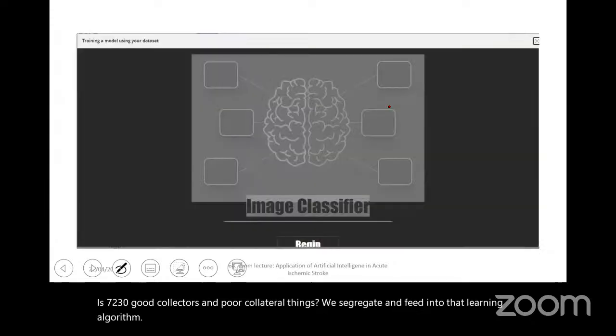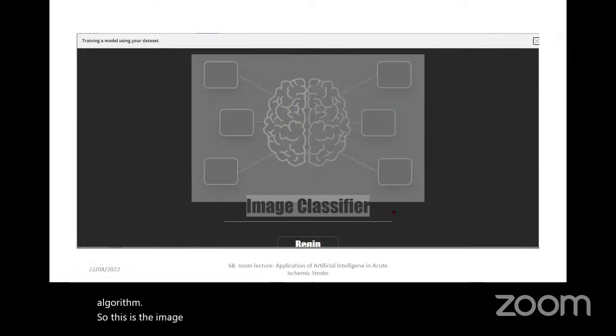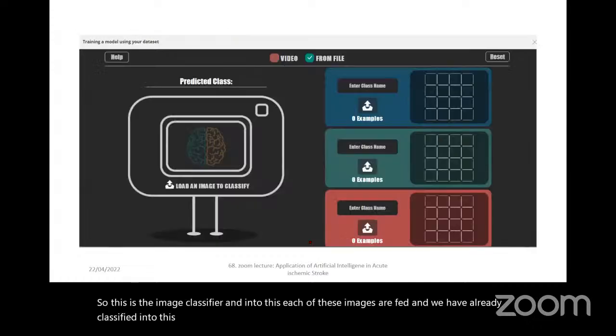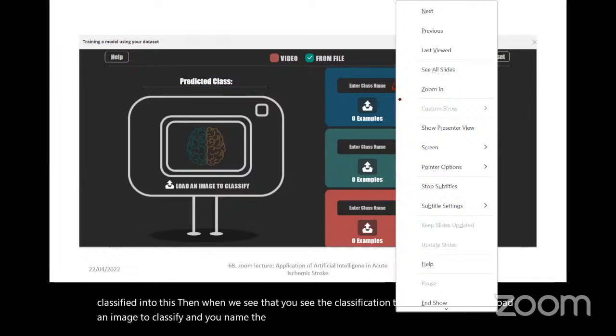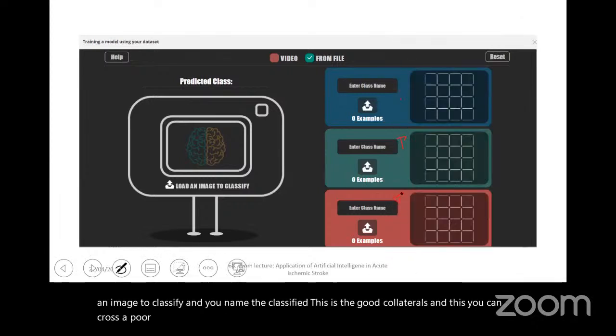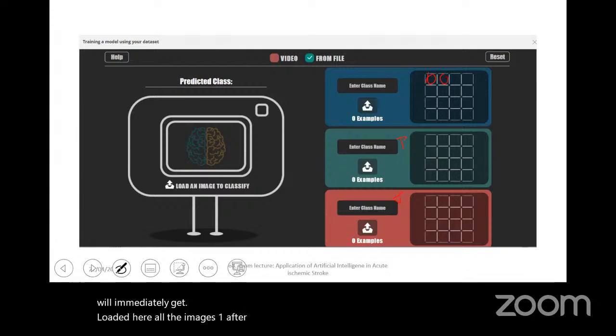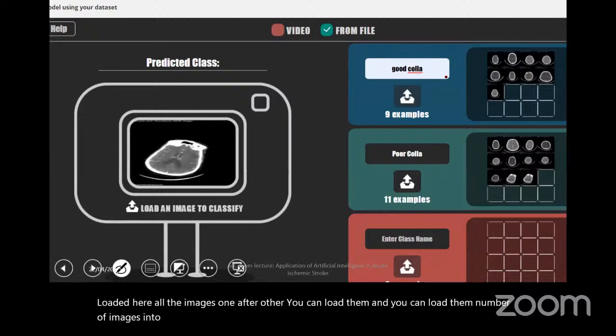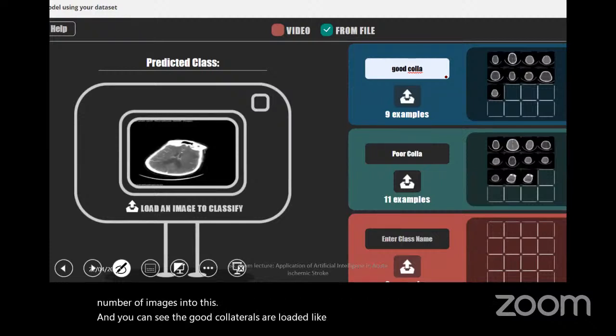and feed into that learning algorithm. So this is the image classifier, and each of these images is fed into it, and we have already classified them. You load an image from file to classify, and you name the classifier. This is the good collaterals, and this you can classify as poor collaterals, and you can combine mixed ones, and you put the image into this. It will immediately get loaded here. All the images one after another, you can load them, and you can load a number of images into this. You can see the good collaterals are loaded like this. I've given you 9 examples here. For the poor collaterals I've given about 11 examples.